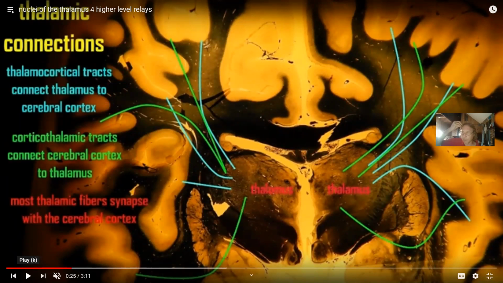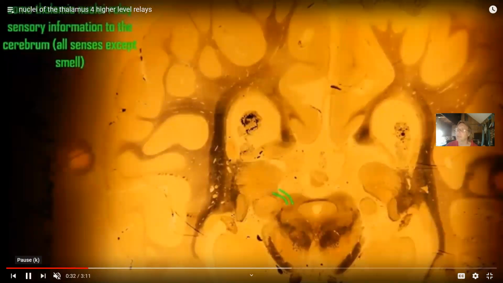So if one area of the cerebral cortex wants to send a message to another, it could send that message through the thalamus. So the thalamus could relay information from one cortical region to another. That's a higher order relay. And so that's when we think about cognition and planning and executive function. The thalamus can be involved in this.